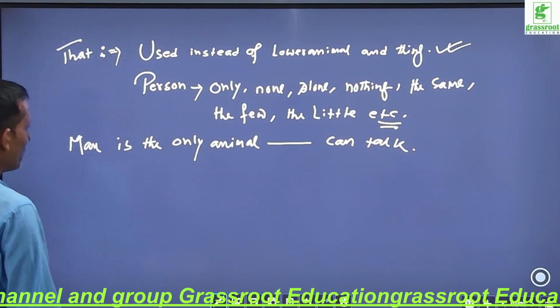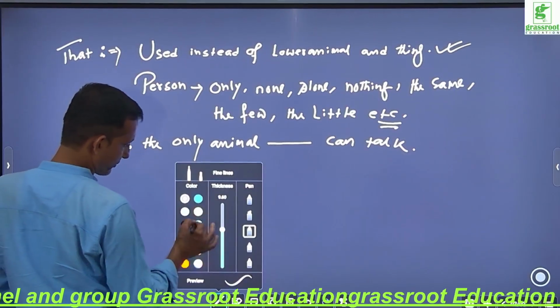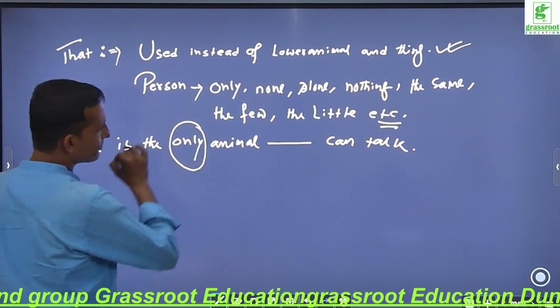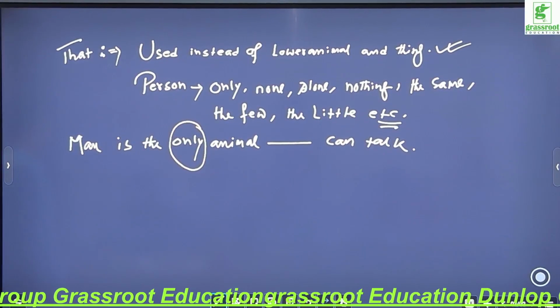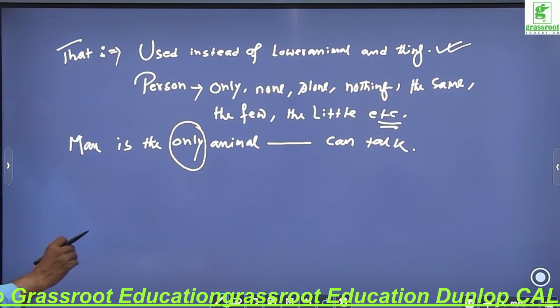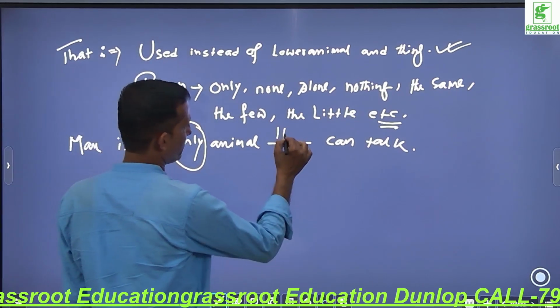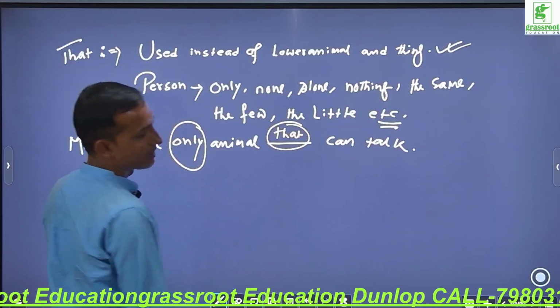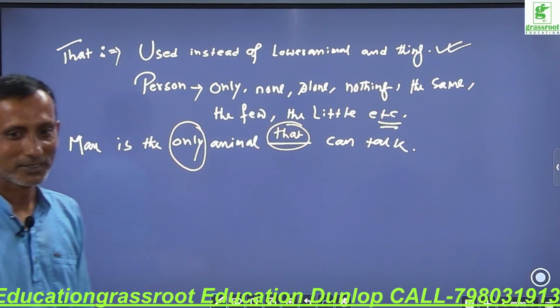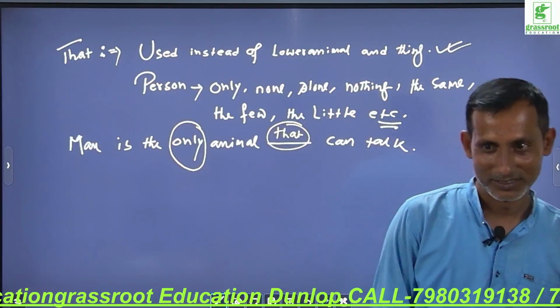So here, look at the sentence. The word only. Is it clear or not? Man is the only animal. That's why here it should be that can talk. Is it clear or not?